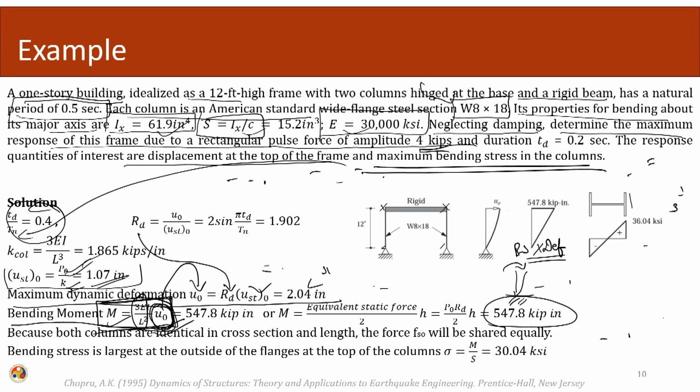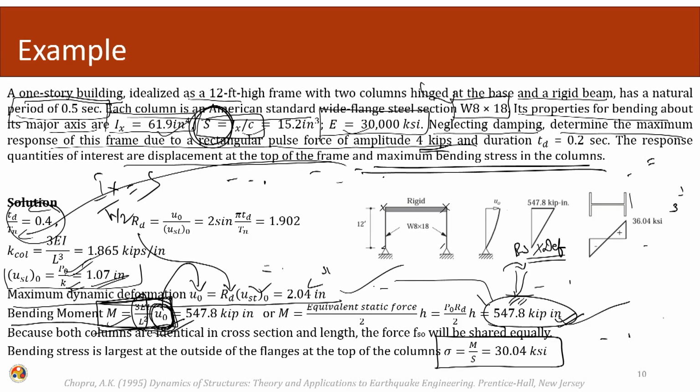Once we have the bending moment, we divide it by S of the section. S is nothing but Ix divided by H over 2 of the section. From there we calculate the bending stress in the system. This is how we use the formulation: from the maximum deformation we calculated the corresponding bending moment, and from the bending moment we calculated the bending stress in the system.